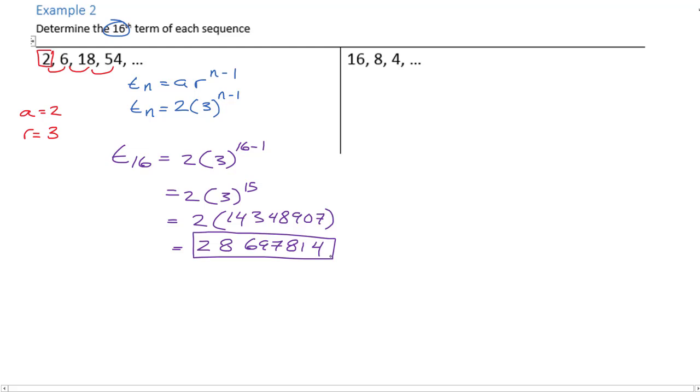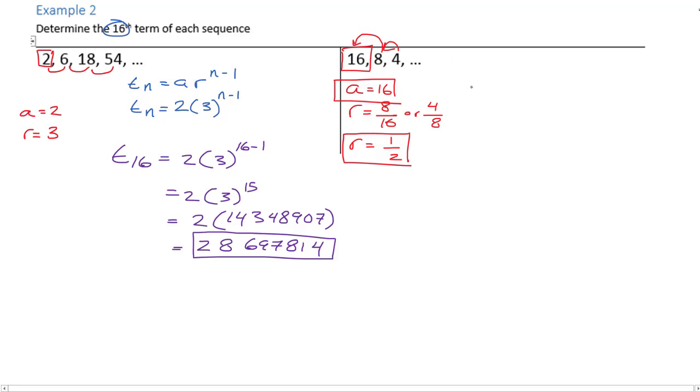All right, now here's one where it's shrinking. What is a? a is the first number, which is 16. What is r? This is where we start getting in trouble. Let's use fractions here and not decimals. Take any term, divide it by the previous term. Like what's 8 divided by 16, or what's 4 divided by 8? r is 1/2. They're shrinking by 1/2 each time. So there's a and there's r.